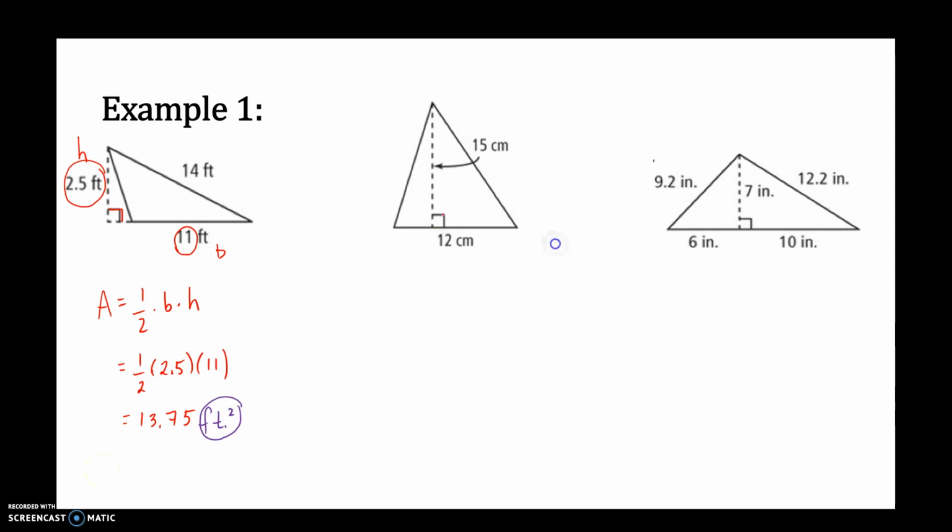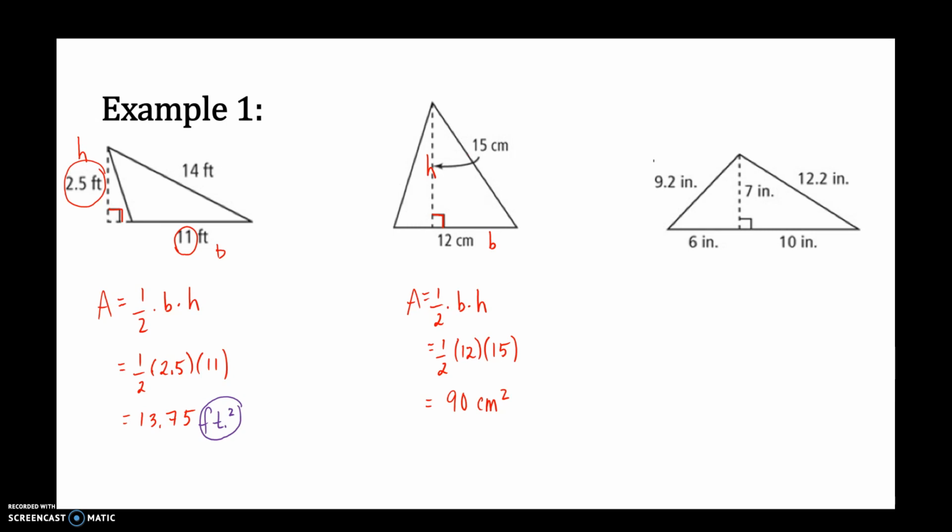All right, next triangle, the height is on the inside of the triangle. So I locate my 90-degree angle. Here's my height, here's my base. Area 1/2 times the base times the height. 1/2. Base of the triangle is 12. Height of the triangle is 15. You can pause the video, plug it into your calculator. You get an area of 90. My units are centimeters, so 90 centimeters squared. Your units are important, okay, especially as we look at word problems. It'll tell us where to plug in certain information.